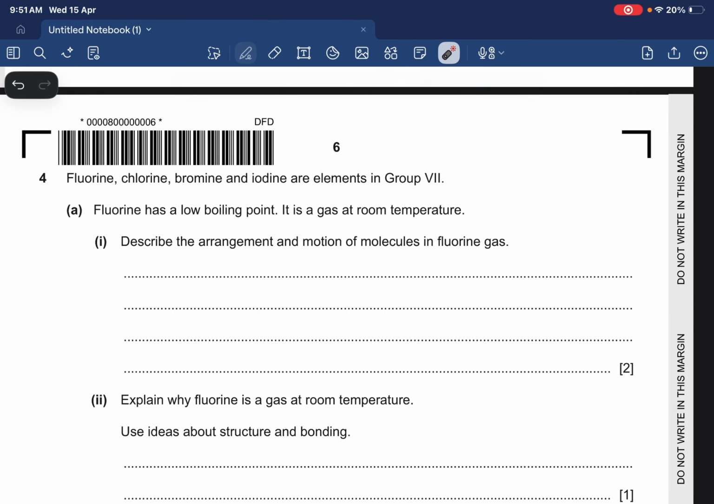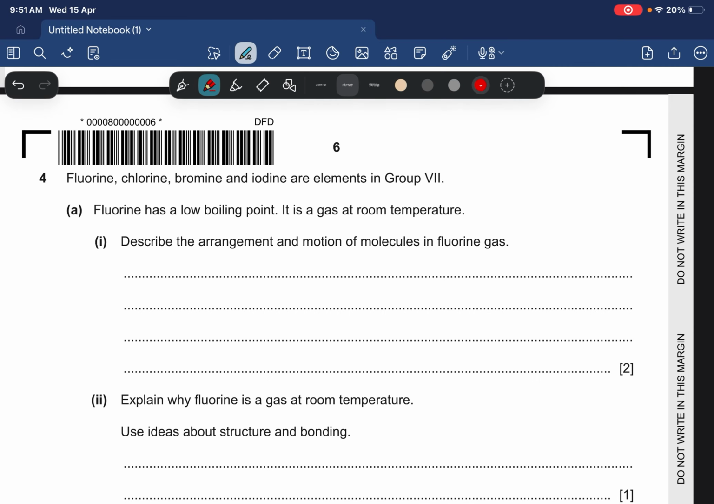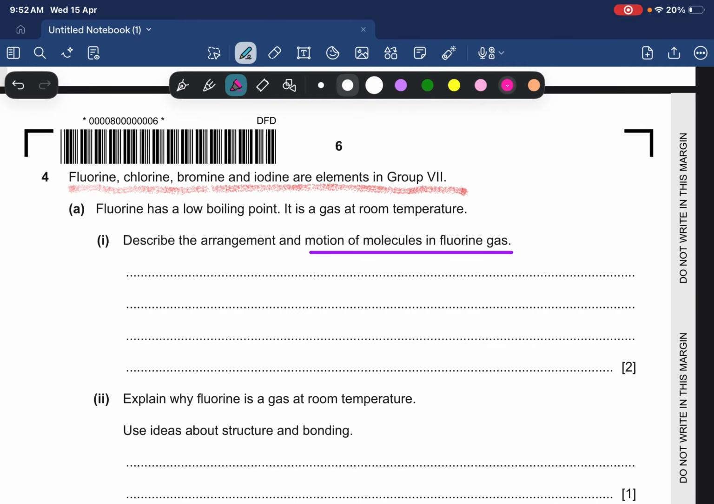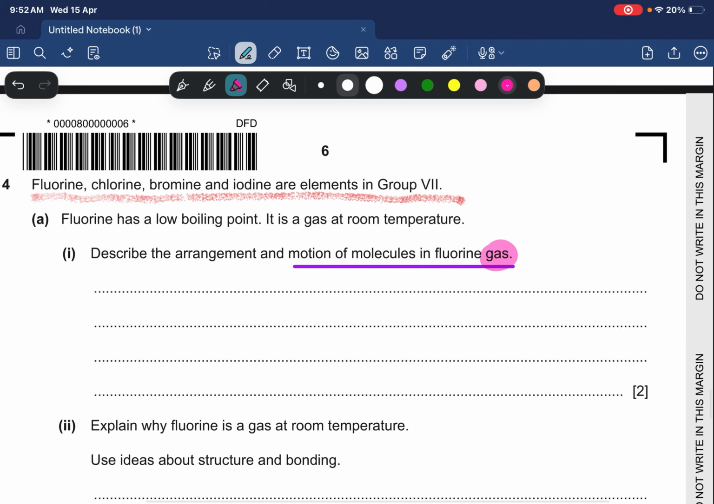Fluorine, chlorine, bromine, iodine are elements of group 7. Fluorine has a low boiling point. It is a gas at room temperature. Describe the arrangement and motion of molecules in fluorine gas. So it's not about fluorine. It's about the motion and arrangement of particles in any gas, not just in fluorine.